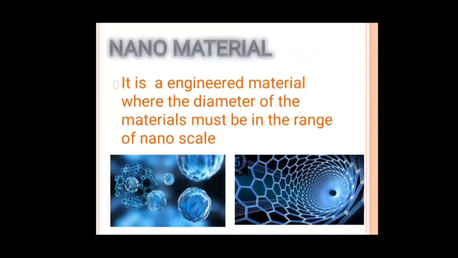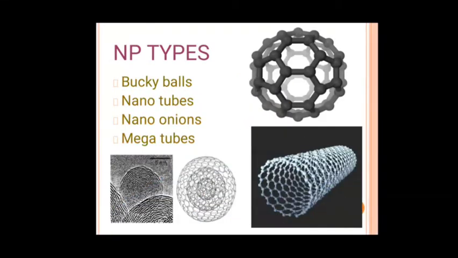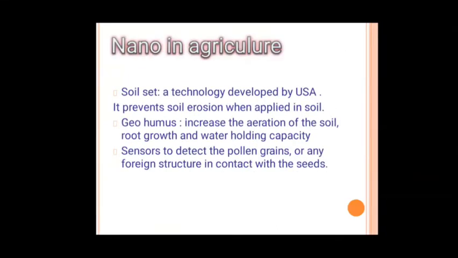A nanomaterial is a product that has been engineered between 1 and 100 nanometers, which lies in the nanoscale range. There are different types of nanoparticles, but the most important ones are buckyballs, nanotubes, nano-onions, and megatubes. We all know that agriculture is the backbone of our country and even the world. So let's see how nano helps in agriculture.